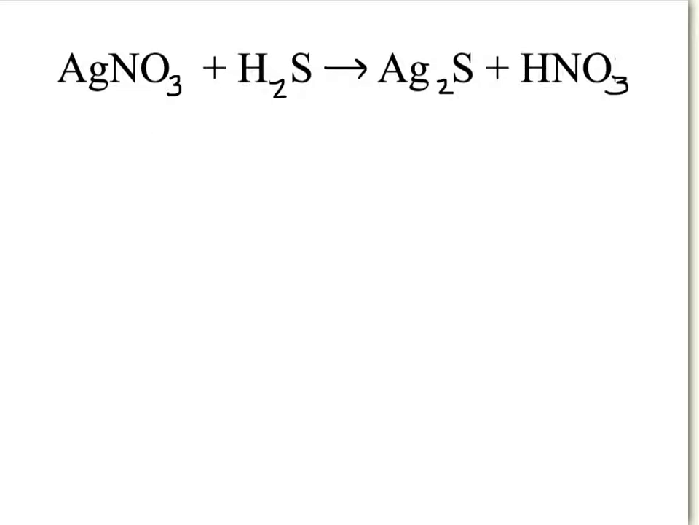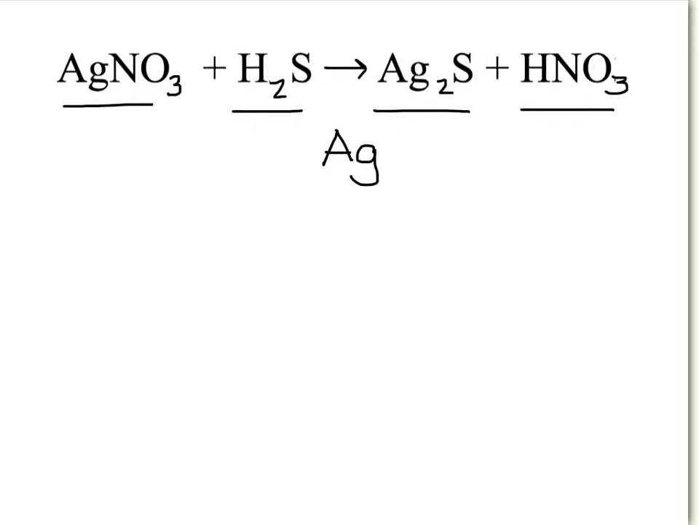So let's try another problem from scratch. In this particular case, we have silver nitrate reacting with hydrogen sulfide to make silver sulfide and hydrogen nitrate, or nitric acid. All right, so the first thing we're going to do is write down the middle all of the elements that are involved in this reaction.